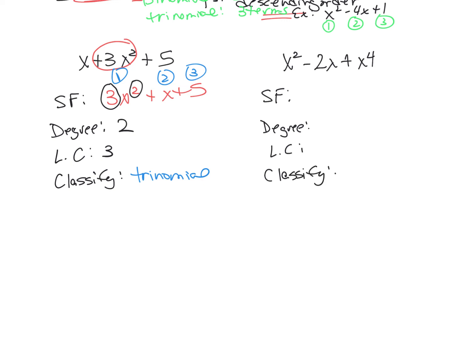Okay, so did you come up with, let me change the color here. Standard form, did we have x to the power of 4 plus x squared minus 2x? And then did you state the degree was 4? And the leading coefficient is 1? And then did you classify it as a trinomial? If you did, pat yourself on the back.